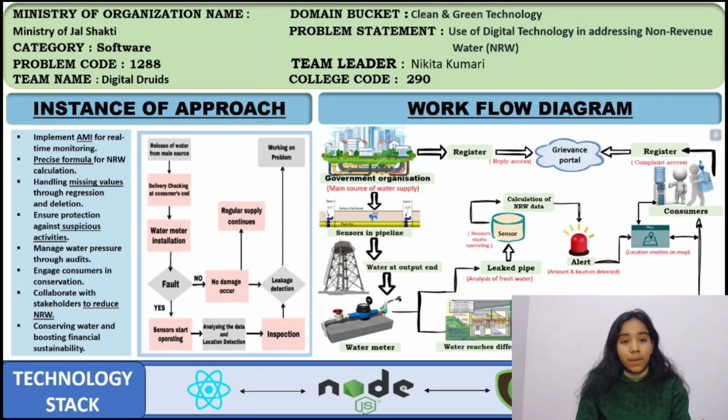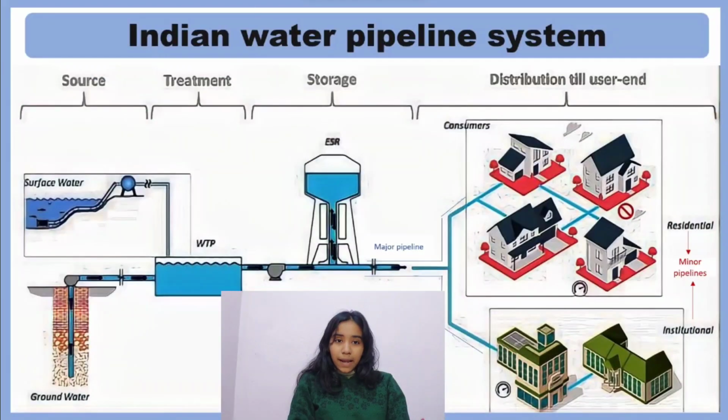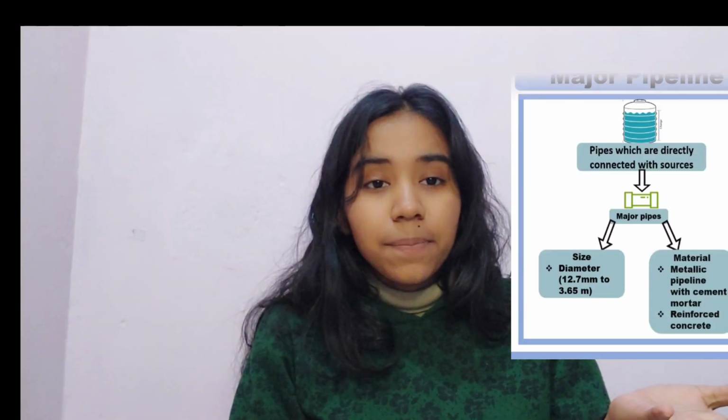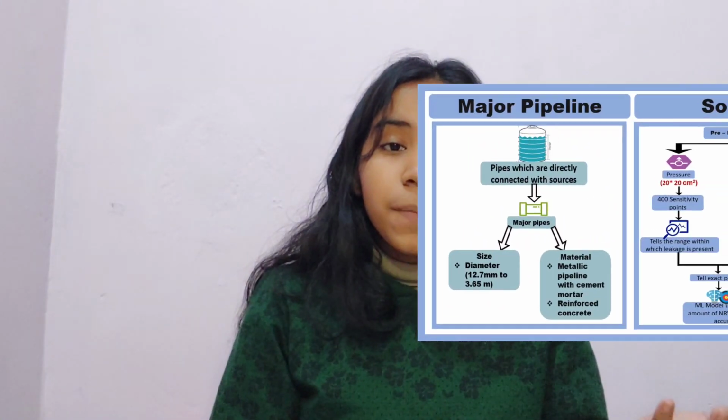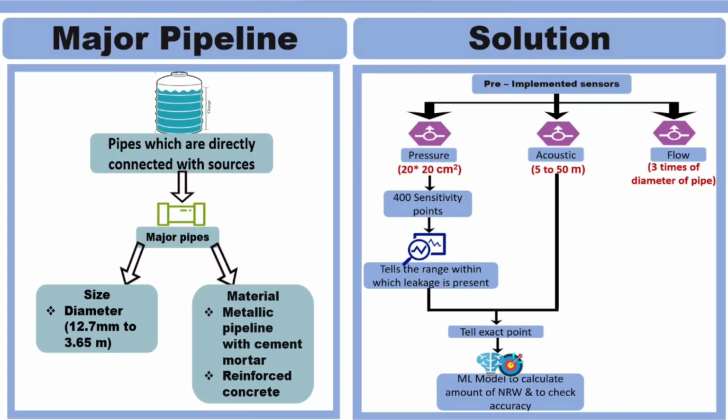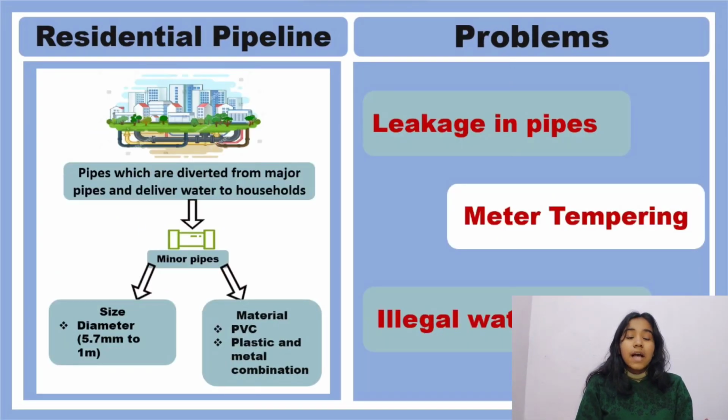To understand the whole concept of NRW, the very first thing we need to do is analyze the Indian water pipeline system. The Indian water pipeline is divided into two categories, the major pipeline and the minor pipeline. The major pipelines are those directly connected to the source, and the minor pipelines are those diverted from the major pipeline to residential homes to supply water.